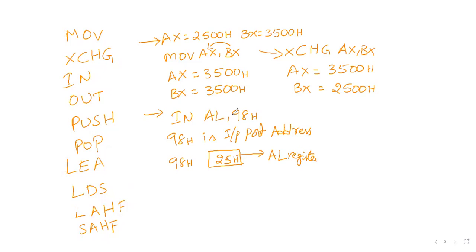Now, for a similar kind of instruction, if I write MOV AL, 98 hexa, this 98 acts as immediate data. That data is directly copied into AL. That means AL becomes 98. But in IN AL, 98 hexa, this 98 is the address. With this address, the port is identified, and whatever data is available within that port is copied into the AL register. Here the immediate data is directly copied into AL. That is the difference between IN AL, 98 hexa and MOV AL, 98 hexa.